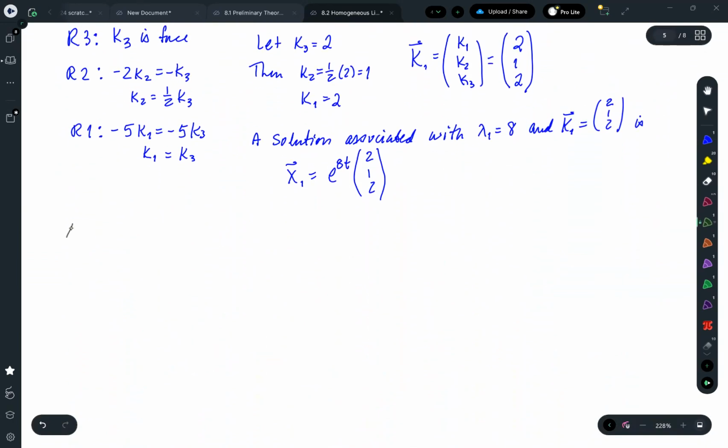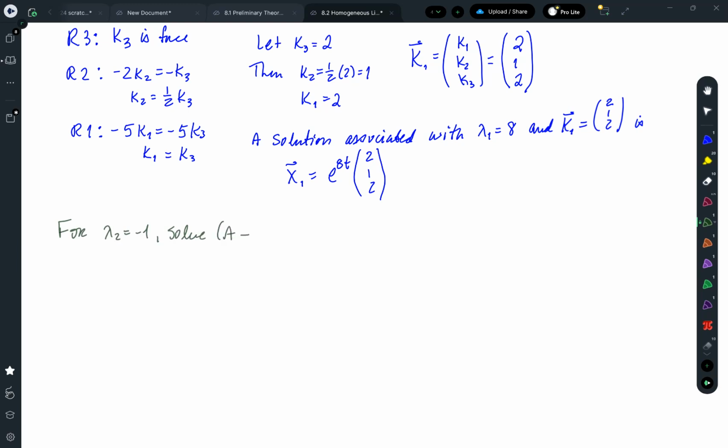Okay, so now let's say for lambda 2 is equal to -1, we're going to solve A minus a -1, so it'll be plus 1I, which is just I, set equal to 0. We're going to solve for k2 and maybe k3, so hopefully k3 as well. But that does not always happen, so we'll see which one this case is.